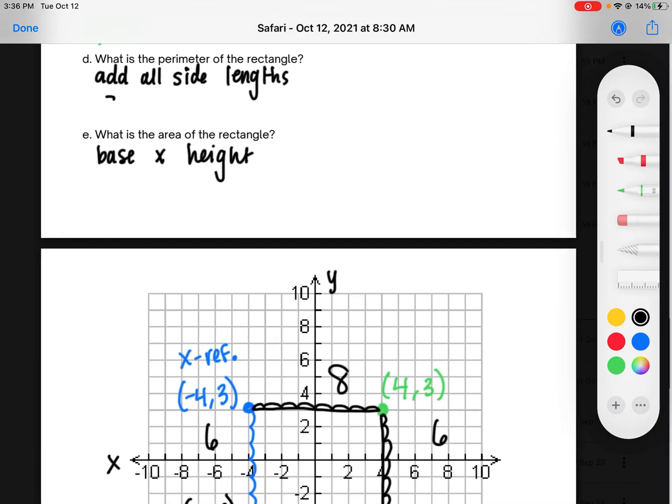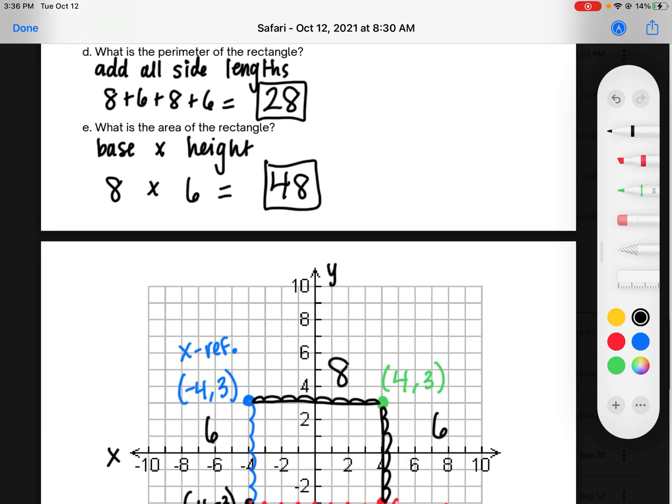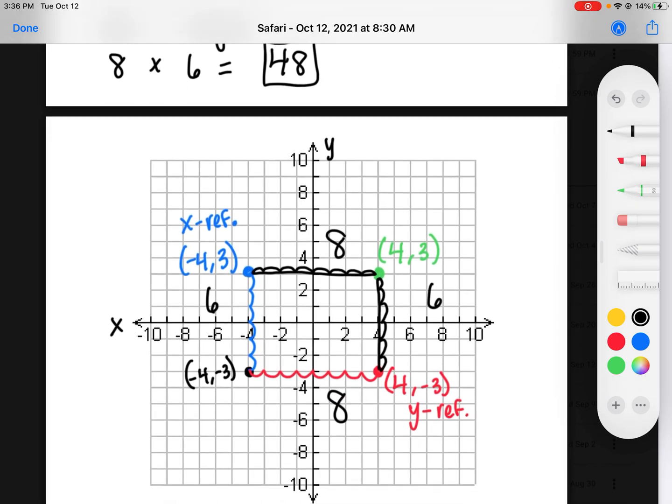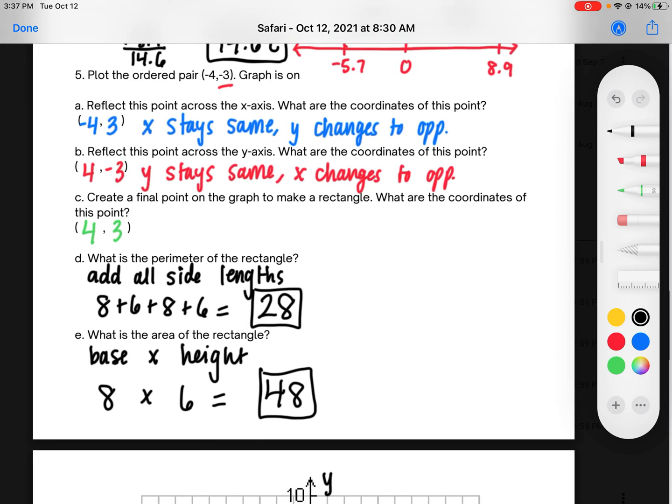So we have 8 plus 6 plus 8 plus 6. 8 plus 6 is 14. So 14 plus 14 gives a perimeter of 28. And then base times height, our base would be 8 times our height, which is 6. 8 times 6 would give us an area of 48. That's our figure that demonstrates all of that. And then we are just putting the words here as well. And that is number 5. Hope that helped.